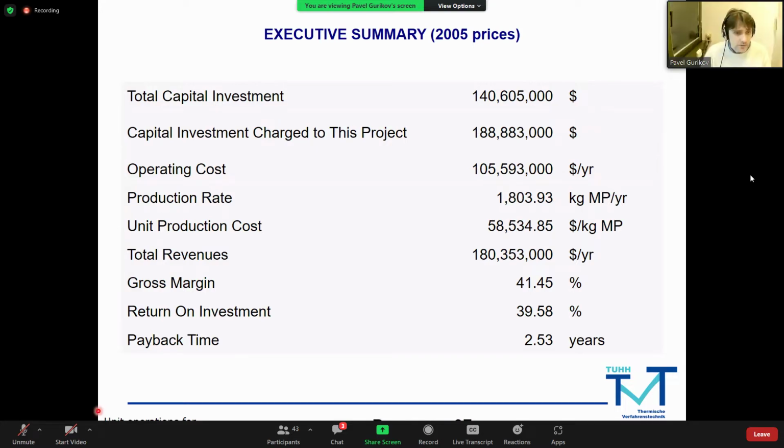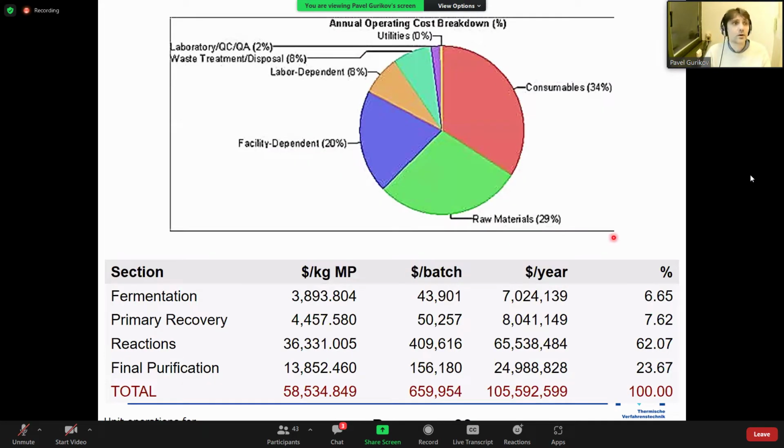Let us then take, here we go. Yeah, so this is very interesting. I think it's very instructive to take a look at these numbers. So we spend 106 million euros annually for operating costs. Let us take a look at what the cost breakdown is.